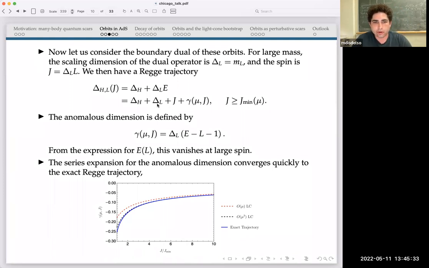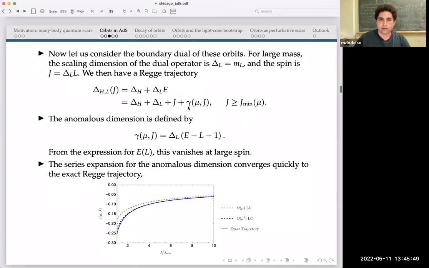And we can write this in the following form. The first three terms on the right hand side are the AdS formula for the dimension of the orbit, and the last term is the corrections due to the black hole. Here J has to be bigger than some minimum spin, because otherwise the potential does not have a minimum for small spin. So the anomalous dimension is defined like this.